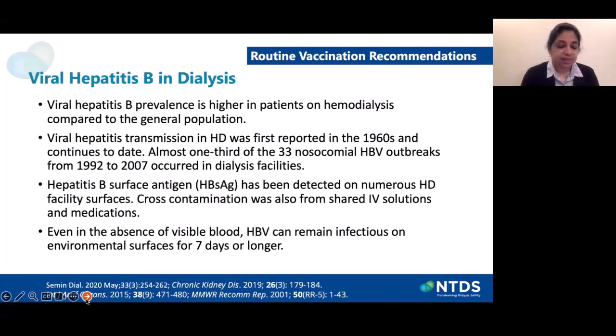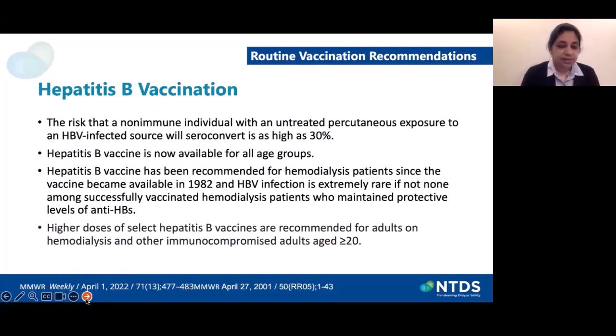Injection medications were prepared in spaces adjacent to areas where blood samples were handled, and dialysis staff simultaneously cared for both HBV-infected and susceptible patients. Even in the absence of visible blood, HBV can remain infectious on environmental surfaces for 1 week or even longer. The risk that a non-immune individual exposed to an HBV-infected source will seroconvert is as high as 30%. Hepatitis B vaccine is especially relevant for the dialysis population and highly effective in preventing hepatitis B infection when successfully vaccinated with adequate immune response.